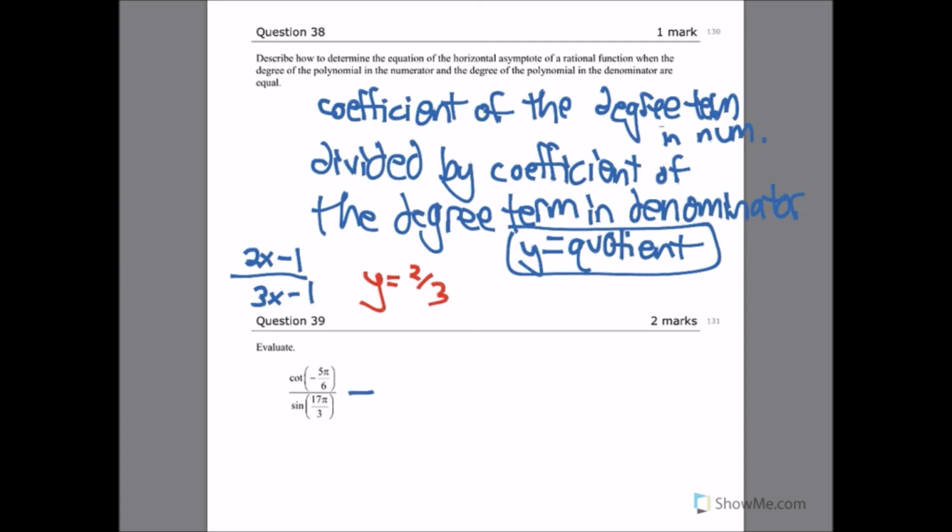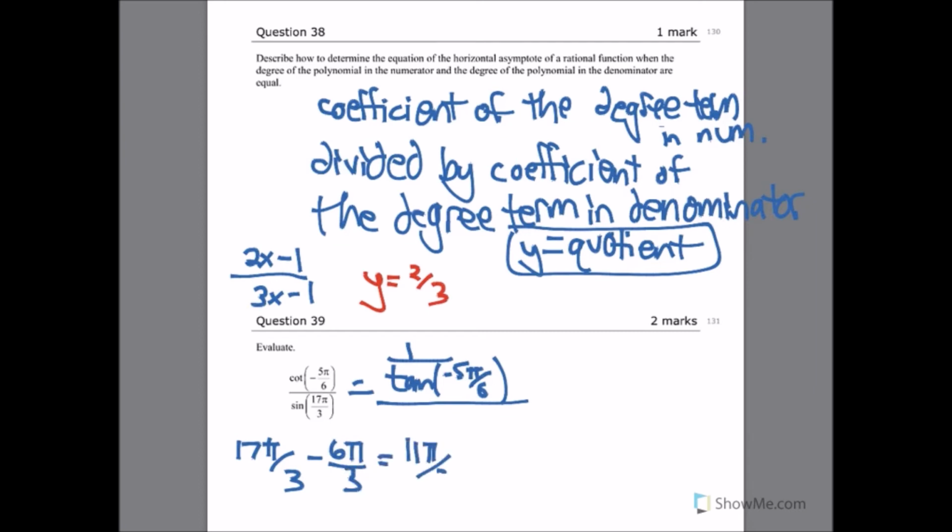Evaluate cotangent. That's 1 over tan. So I'll say this is 1 over tan of negative 5 pi over 6, over sine of 17 pi over 3. 17 pi over 3, we probably want to figure out what that is. So I'm going to subtract 6 pi over 3 because that's 2 pi. To get 11 pi over 3, we're still not in the circle, subtract another 6 pi over 3, and that's 5 pi over 3. These are just coterminal angles of 5 pi over 3.